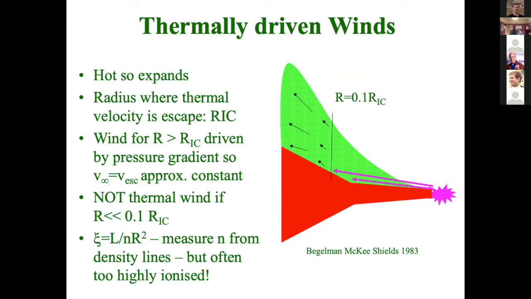So one way to tell if it's a thermal wind or not is to say, well, if it's launched from a long way inwards of where the thermal wind can escape, then it's not a thermal wind. But then you need to know the distance. And that's kind of difficult because what we measure is ionization state, and we don't know the density and we don't know the distance. We can't break those two apart because remember, we're looking at these very high ionization states. In general, if all you're looking at is hydrogen and helium-like, you don't have a density diagnostic.